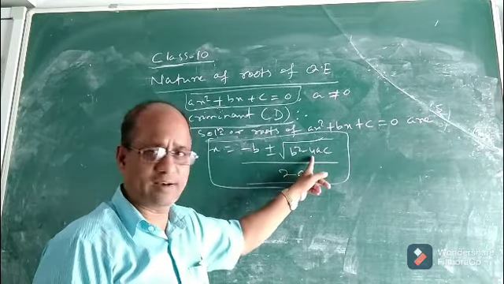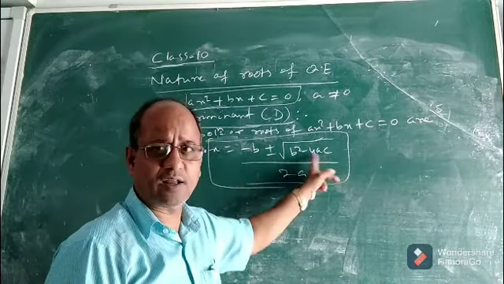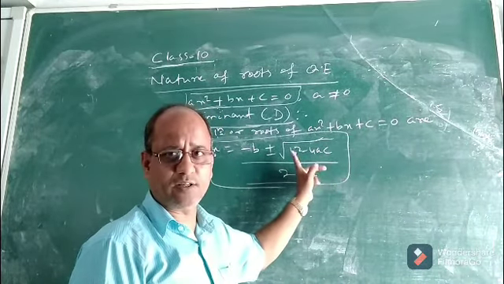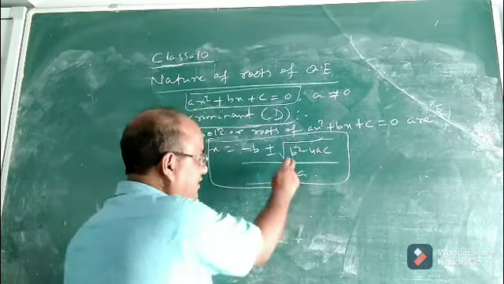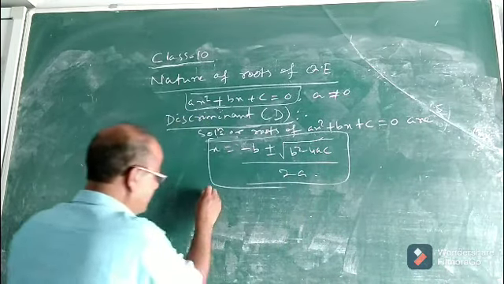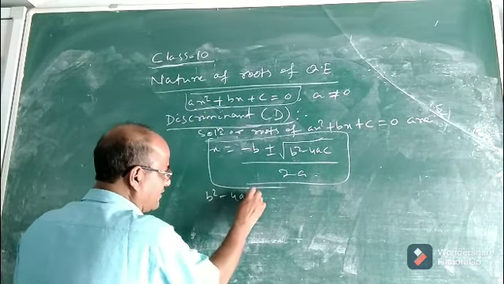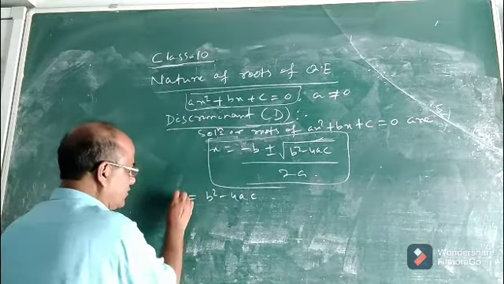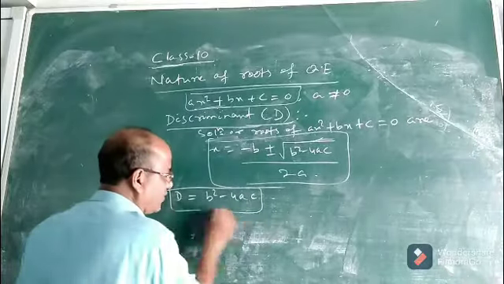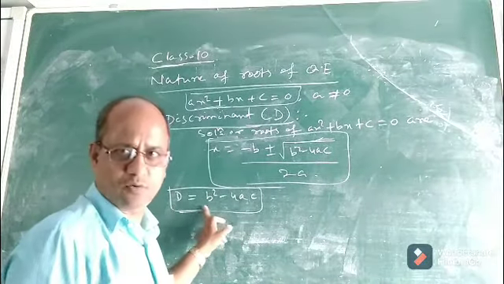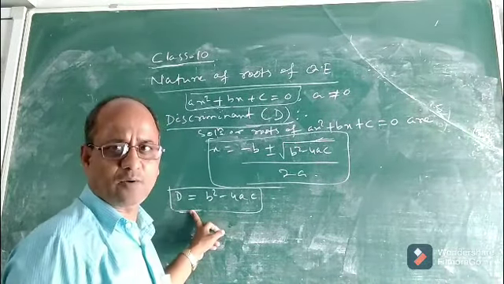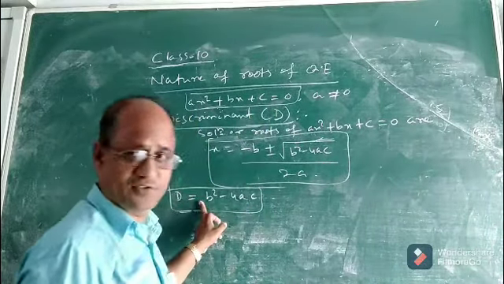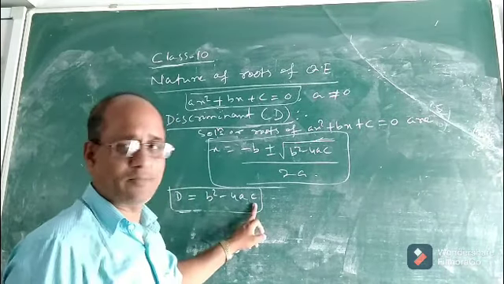Now look at the expression enclosed inside the square root. It is b square minus 4ac. This expression, b square minus 4ac, which is within the square root, is known as the discriminant. This is the formula of the discriminant of the equation. You have to remember: the discriminant of a quadratic equation ax square plus bx plus c equal to 0 is D equal to b square minus 4ac.